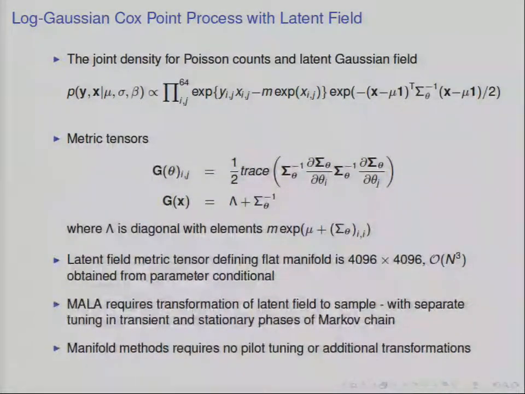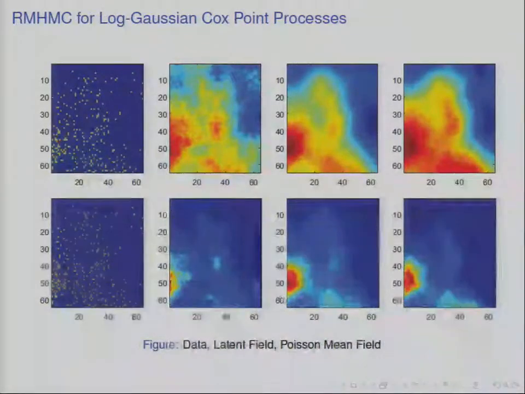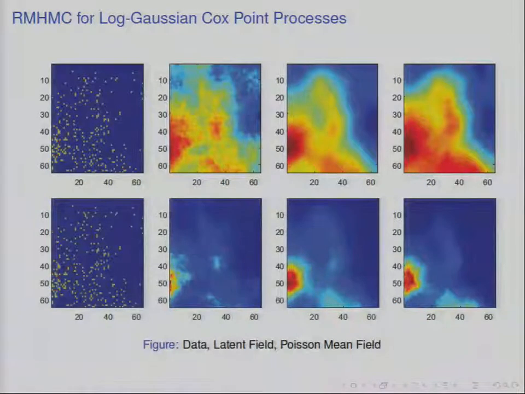Whereas if we use the manifold methods and we employ the natural geometry, all of that concentration in this thin annular shell doesn't pose a problem, because that geometry has been taken explicitly into account in the sampling scheme. And here is some data.